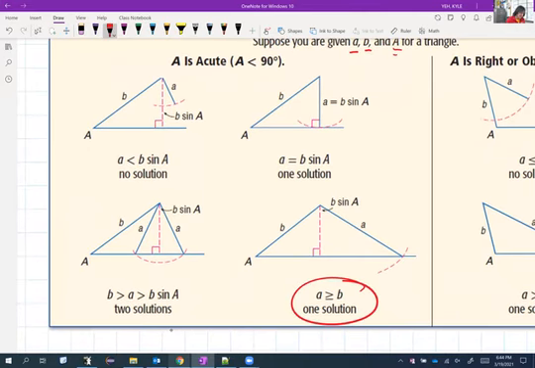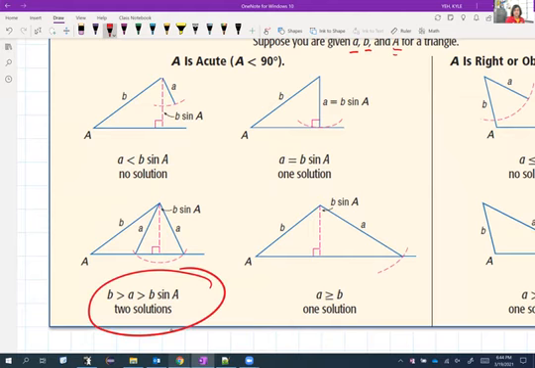Also, if A is greater than or equal to B, one solution. That means that B sine A is right here, and A is greater than or equal to B, so it has to swing out because that's the only place for it to connect with that bottom side. But the interesting one is right here in the bottom left. If B is greater than A and A is greater than B sine A, there are actually 2 possible solutions for our triangle. And here's why.